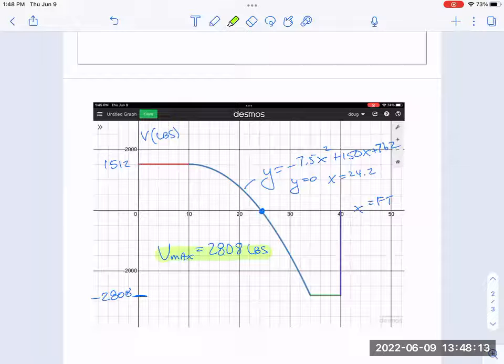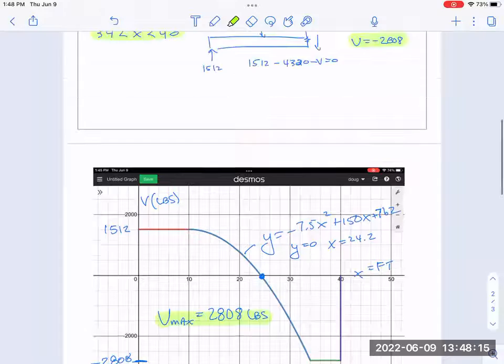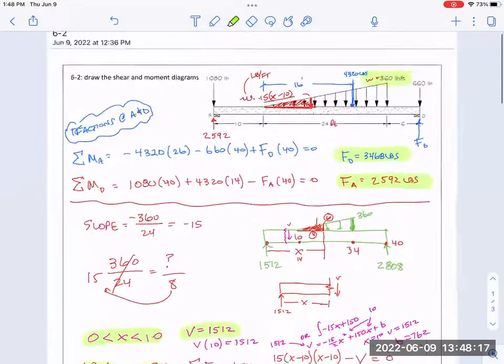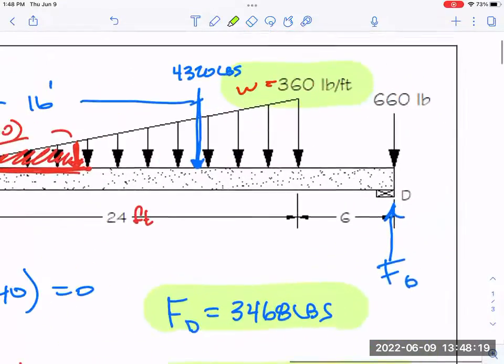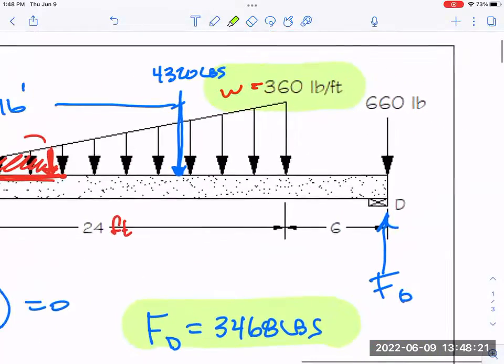Now, where is it being pushed on though? It's being pushed on right over there at D. That's where it's going to break. Oops, that's not the right choice. It's going to break right there, right on the corner.